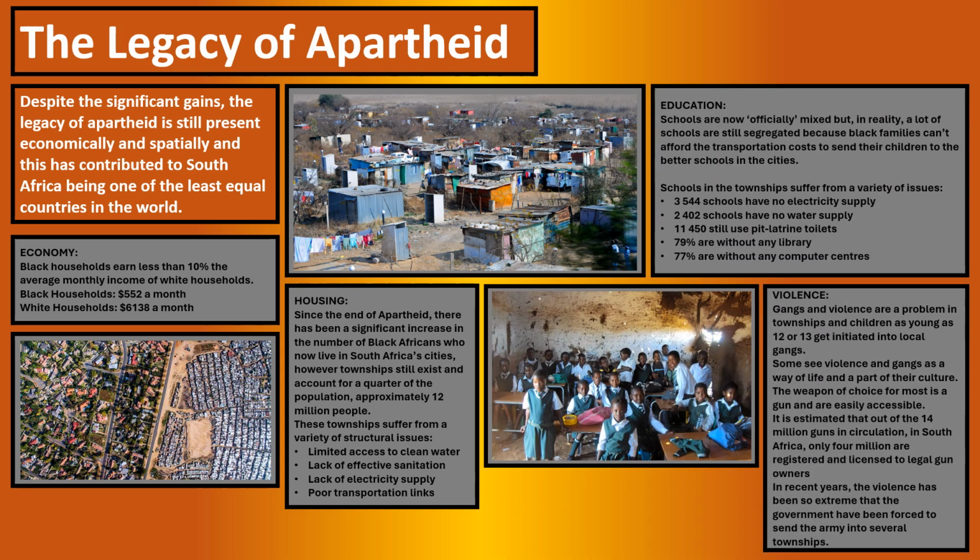In terms of education, schools are officially mixed, but in reality, a lot of schools are still segregated because black families just can't afford the transportation costs to send their children to the better schools, which are in the cities. Schools in the townships have a variety of issues. 3,500 schools have no electricity supply at all.